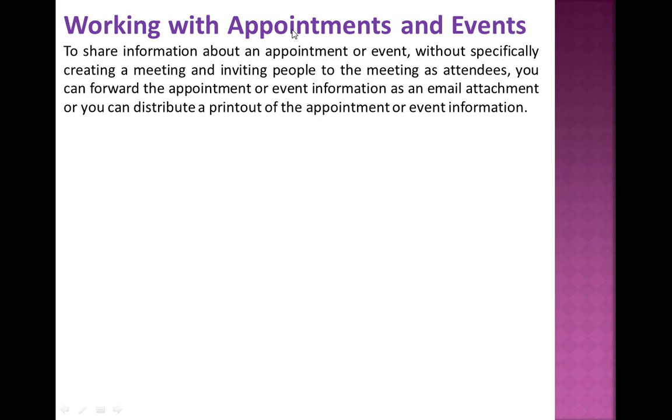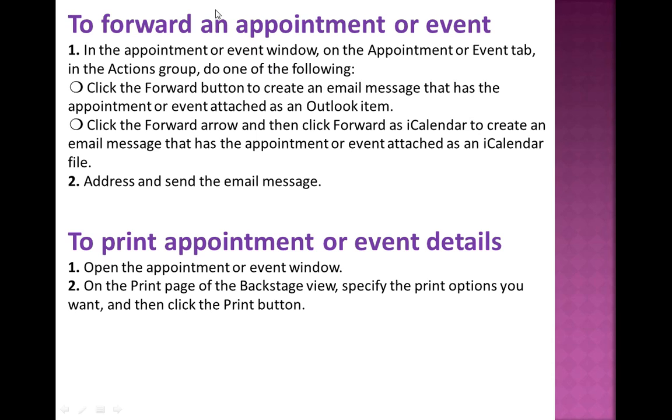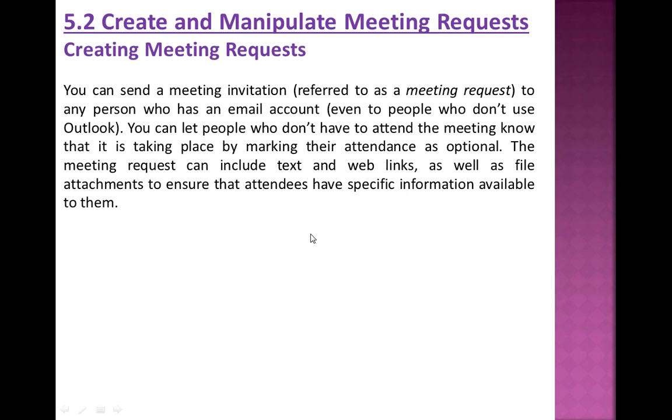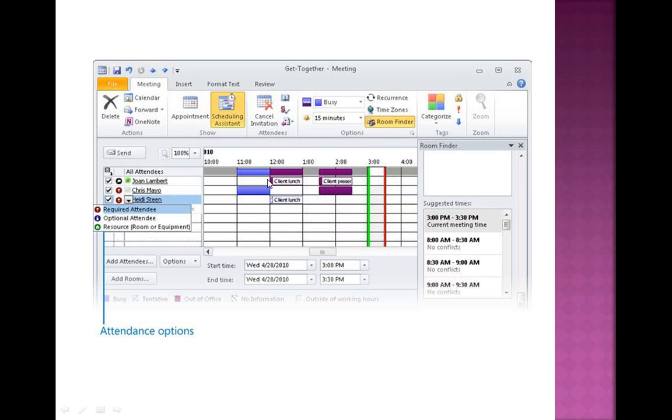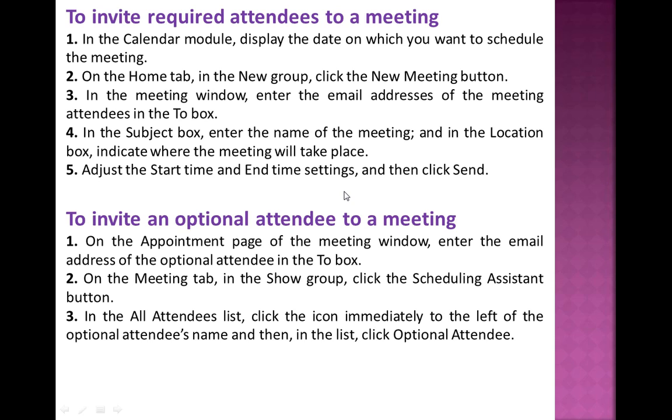Next, we have discussed how to work with appointments and events both. How to forward an appointment or event. How to print the appointment or event. Then we have discussed how to create and manipulate the meetings. Meetings are basically when we invite a person who has an email account. This is how we can invite for a meeting. This is meeting, 11 o'clock, 12 o'clock lunch, then client person, client spoke.